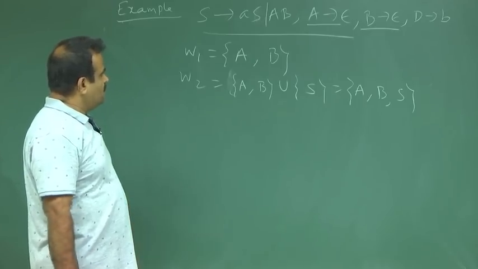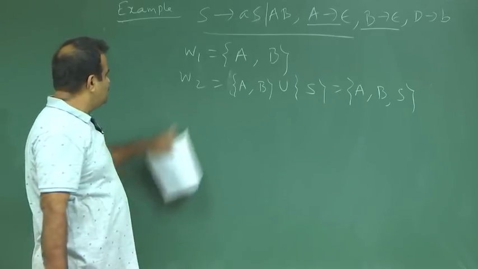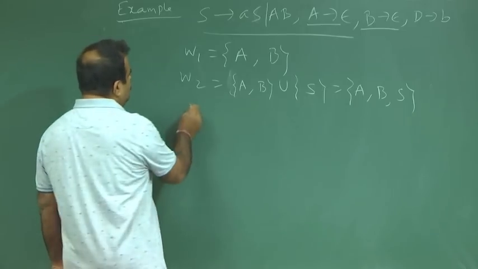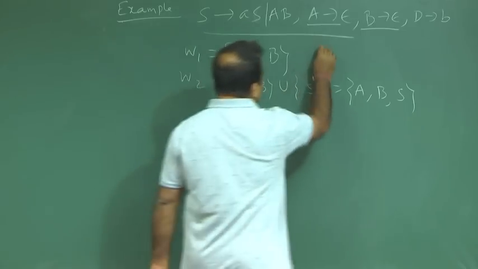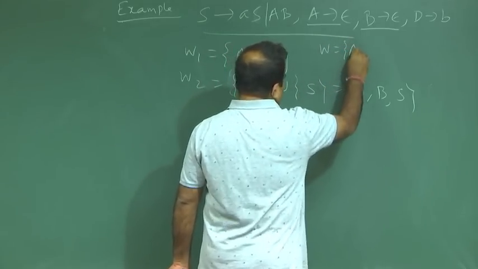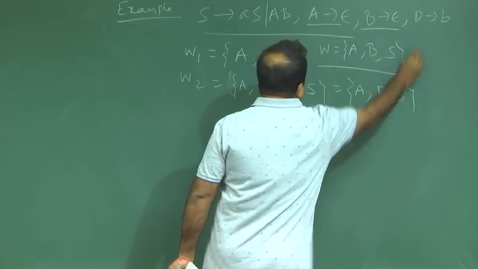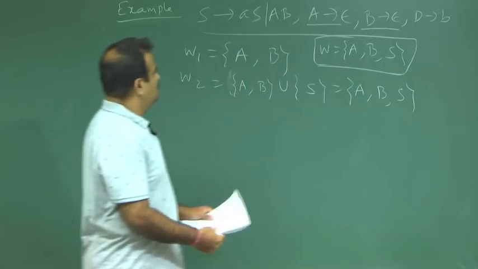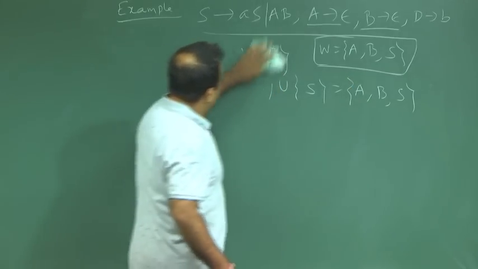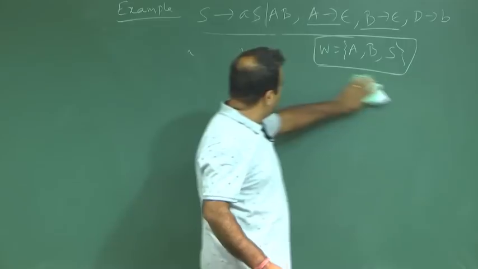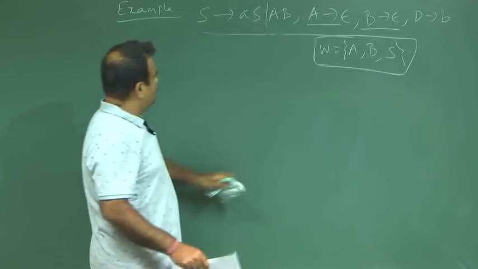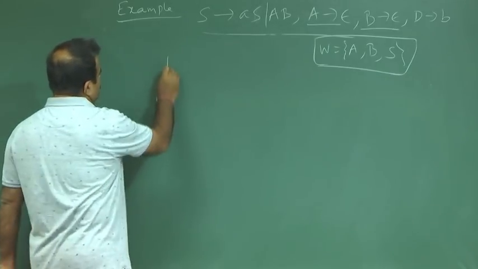And next we stop here because this W3 will be the same. So, this is our W. Our W is nothing but {A, B, S}. This is our W, that is the set of nullable variables. Now, using this we want to construct a P prime, the new rules.